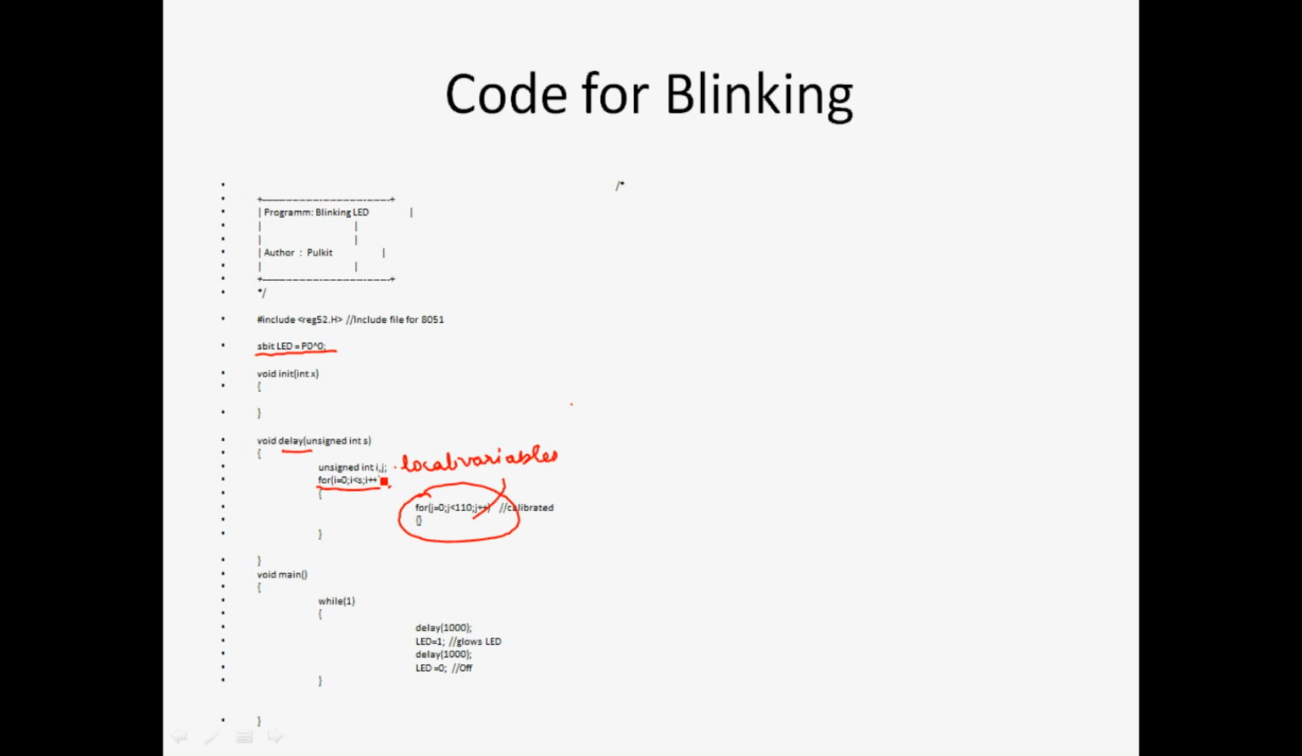So the first for loop is controlled by the external variable, but the second one is calibrated with the help of a value. Here I have taken 110 as a calibrated value. You can check that by changing this value, your delay time should be near 1 second when your x is equal to 1000.